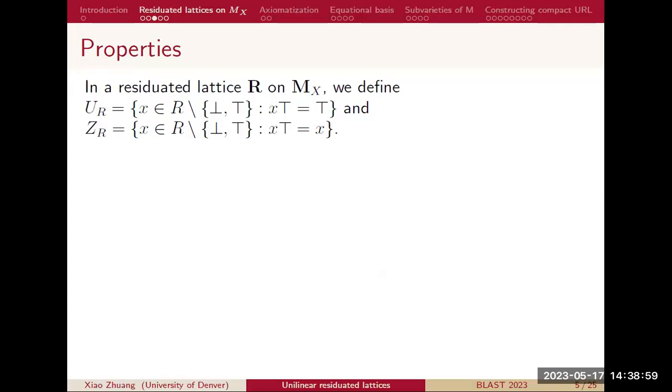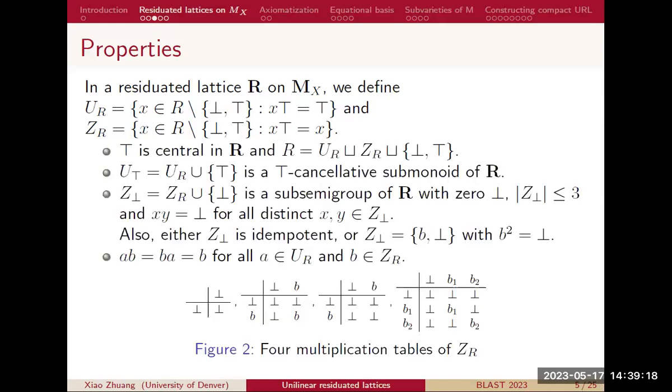One is called U. U consists of the elements in the middle part that play the role of the left unit for the top. This is why it is called U. The other set is called Z. It plays the role of the left zero for the top element. It turns out that in a general residuated lattice over M_X, and I will just use M_X in the following, first, our top element is central. You might have some problem with the integral ones, but I will talk about it later.